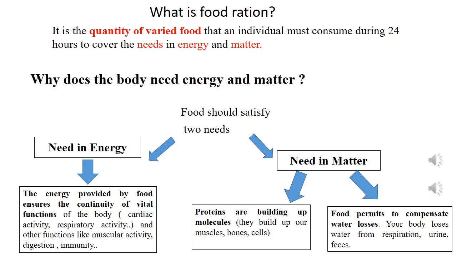But the food should satisfy another need, which is the need in matter. So we eat also to get the necessary matter we need. Why do we need matter? For example, we need proteins because proteins are building up molecules. That means they build up our muscles, our bones, our cells. Also, we need to drink water. What for? Because drinking water compensates the water losses, as our body loses water through respiration, urination, and sweating.